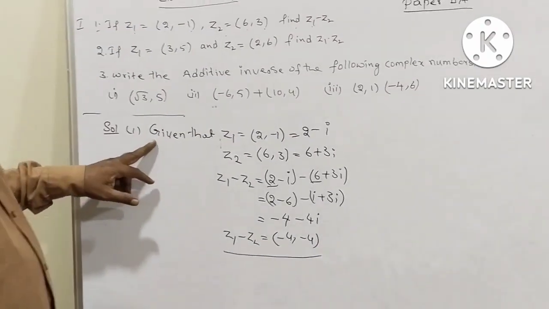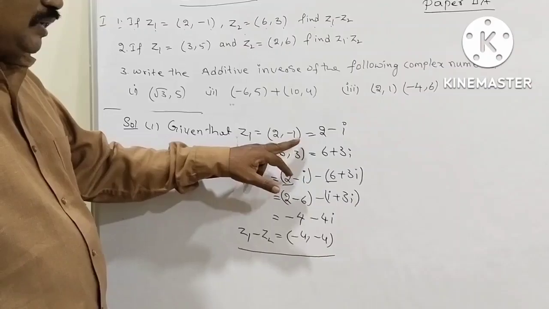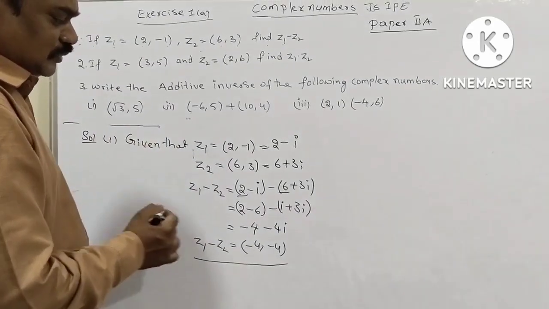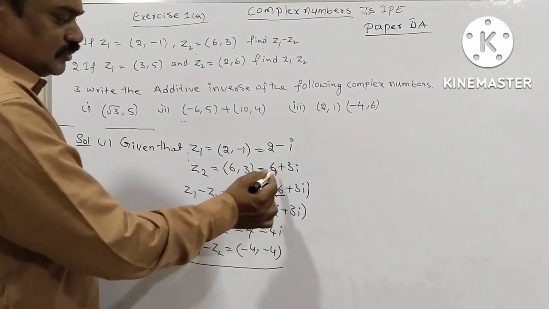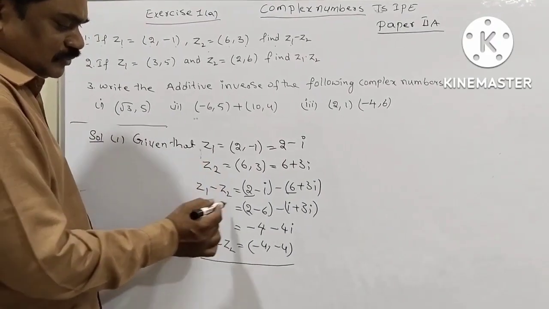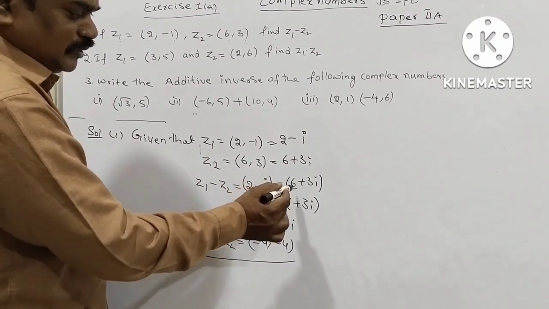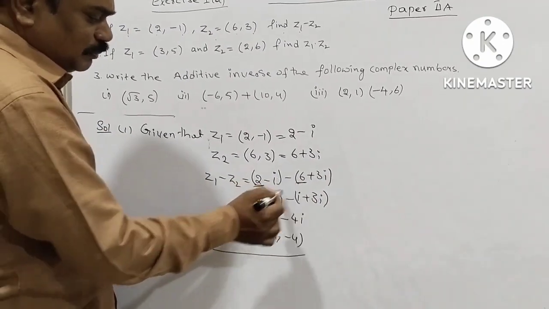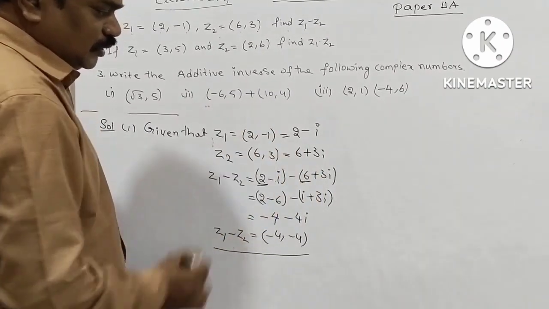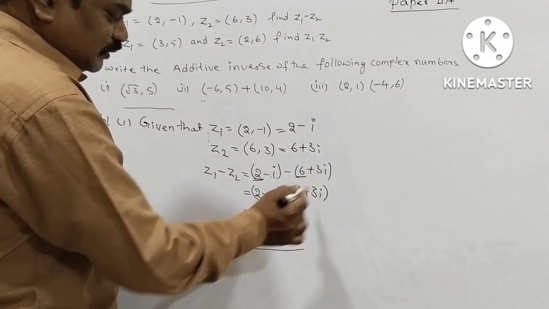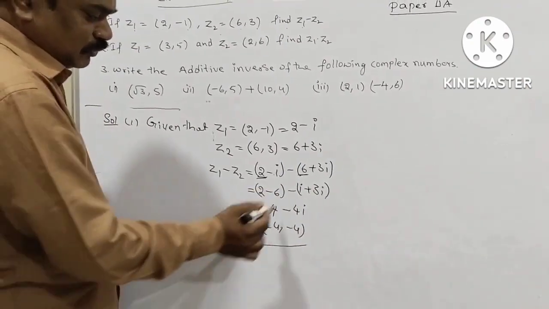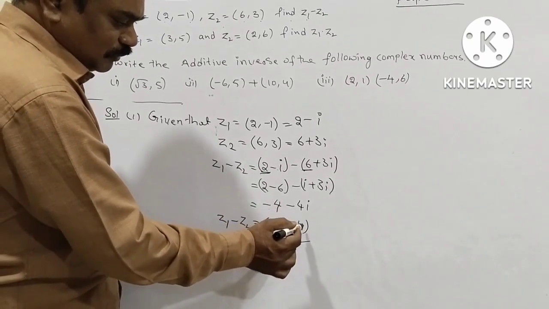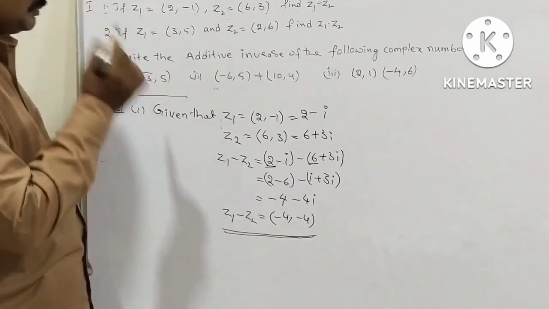Given that Z1 is equal to 2 minus i and Z2 is equal to 6 plus 3i, Z1 minus Z2 is equal to 2 minus i minus (6 plus 3i). That is 2 minus 6 in the real part, and minus i minus 3i in the imaginary part. 2 minus 6 is minus 4, so minus 4 minus 4i. Z1 minus Z2 is equal to (-4, -4). This is the first problem.